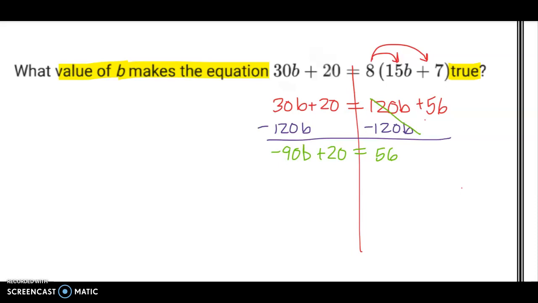Now our goal is to get this b alone. So in order to do that, we need to get rid of the plus 20 by minusing 20. Remember, we do our adding and subtracting first, division will be last. So 20 minus 20 is 0. Negative 90b equals 36. And then we divide both sides by negative 90.